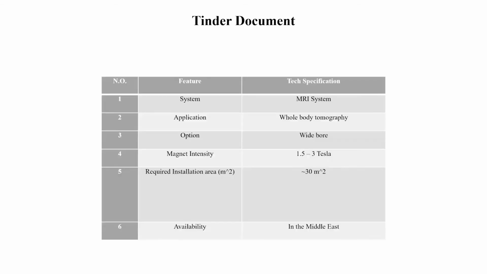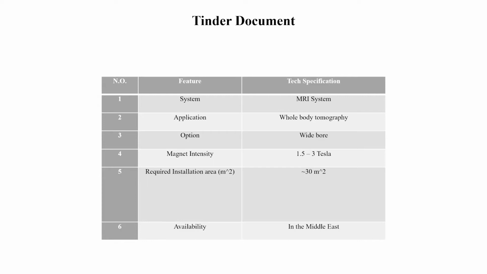Okay, for the tender document, this will be given to vendors, so we can obtain the different alternatives. Here, we have the system, which is the MRI system. For the application, we prefer to have a whole body tomography, so we can use the MRI to diagnose as many people as we can. The option is wide bore, as we said, for the claustrophobic people.